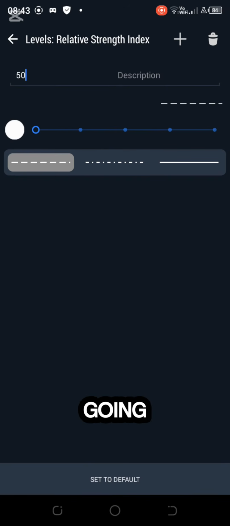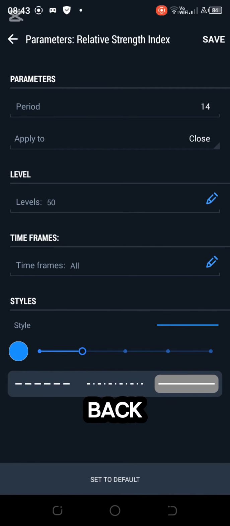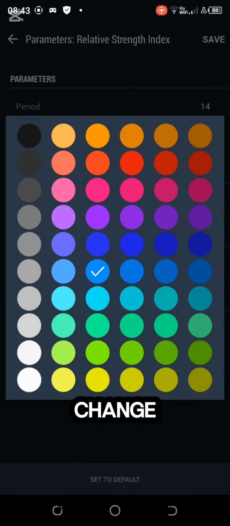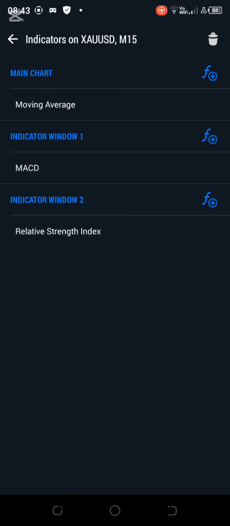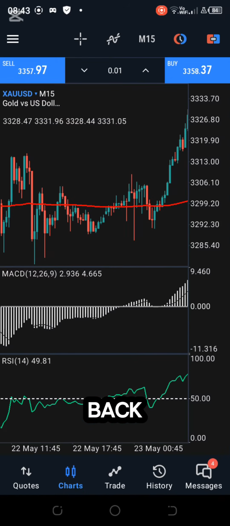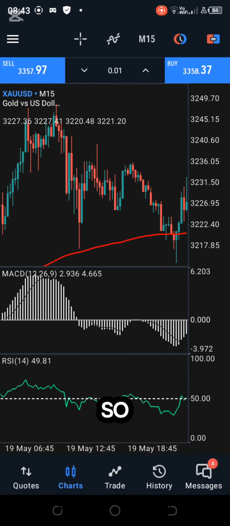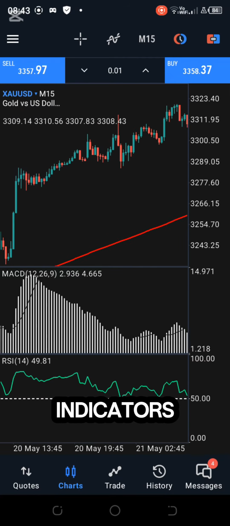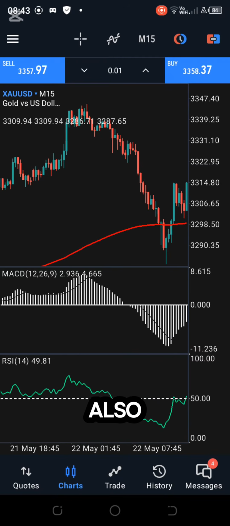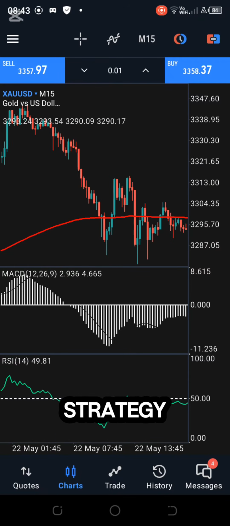Then we're also going to increase the width. Then we're going to go back. Then I'm also going to change the color. You can use any color of your choice. Then I'm going to click done. So back now, we have these settings. These are the indicators and also the settings that we need for this particular strategy. This strategy can be used for day trading, swing trading, and also scalping.